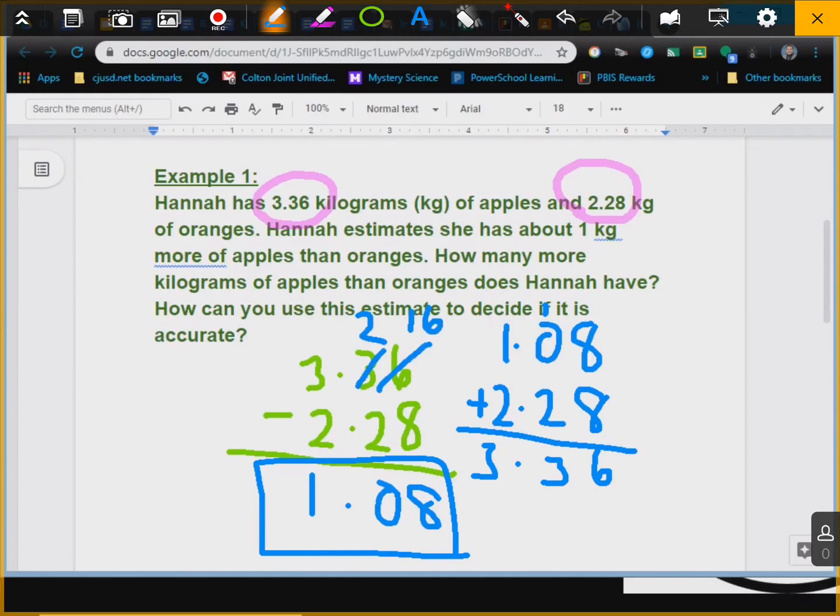And how can we use this estimation to decide if it's accurate? Well, Hannah was accurate because 1 is very close to 1.08. Rounding it down, it would be 1. Okay? So you won't have to show your reasoning behind that, but that's why.